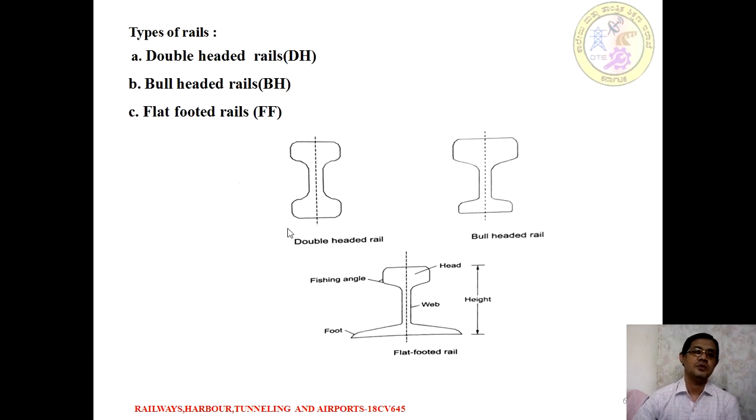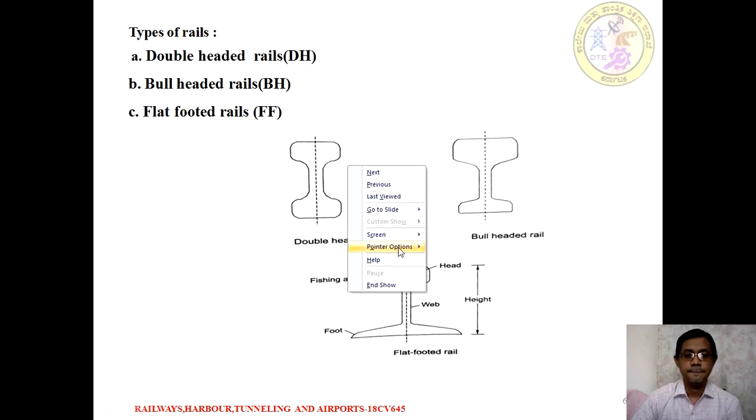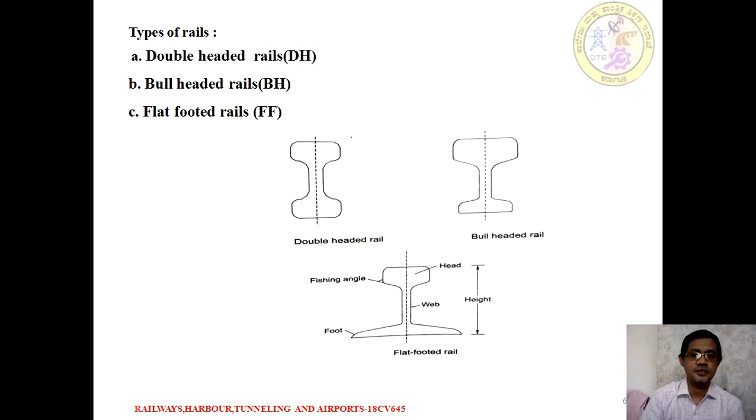Moving on to the types of rail, we are going to have 3 types. The first one is called double headed. It is called double headed because both the header section and the footer section are going to be the same dimension. So, we can make this one the head or we can make this one the head. That is called double headed.